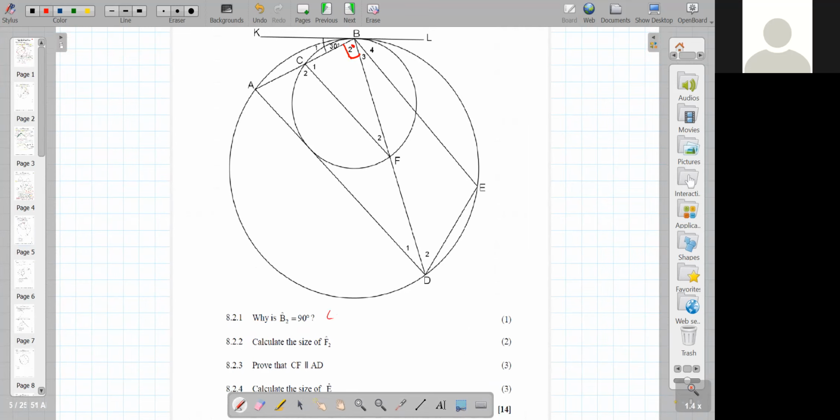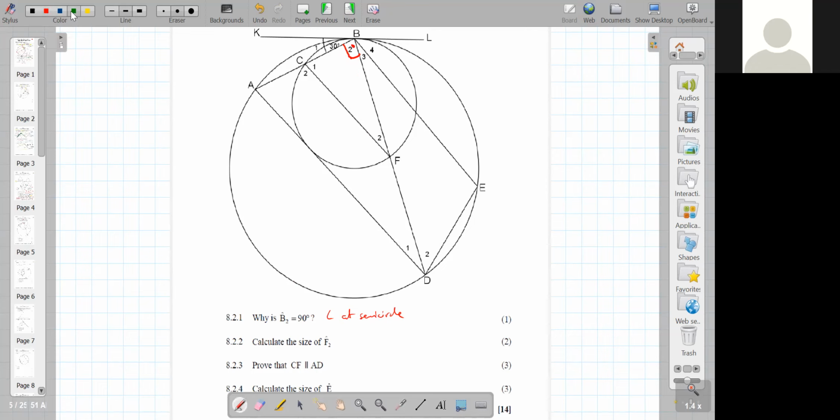Why is it 90? Because of the angle at a semicircle, angle at the diameter. Actually, this is kind of cheating for you. You know, the question tells you the answer. In case you couldn't see that or you're not sure, it makes you sure it is 90. Just say why.